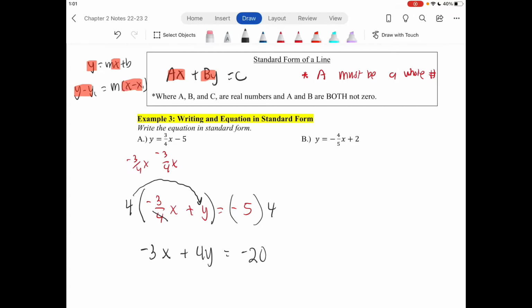Pause the video and give B a try. Remember, first you need to move x to the same side, then you need to multiply by whatever will make x become a whole number.